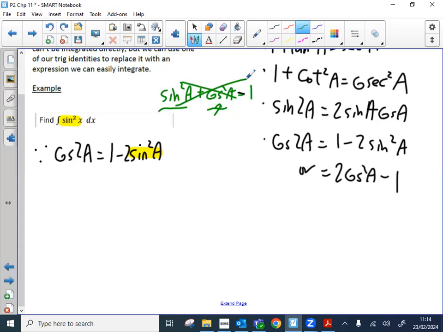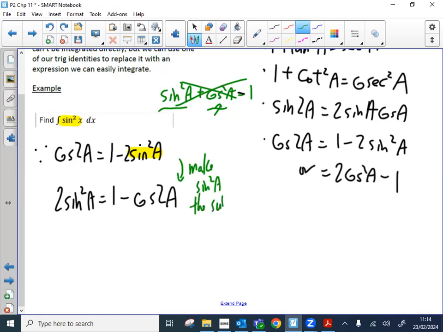Step 2. Since the question is asking for sine squared x, we want to make sine squared a the subject. So it'll be 2 sine squared a equals 1 minus cos 2a. I'm trying to make sine squared a the subject. That's how we use the identities: use identities based on what the question asks. We want to make that the subject.